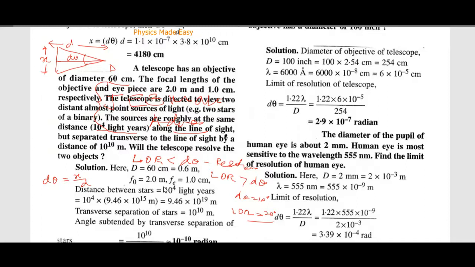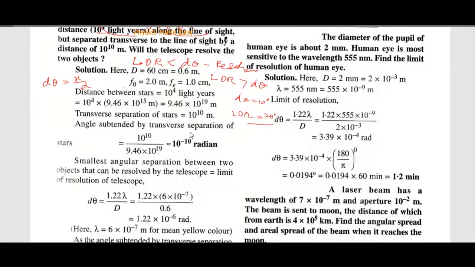The concept is you have to calculate limit of resolution and you calculate the actual angle subtended by the two objects on the telescope. If the actual angle subtended is more than limit of resolution, then object is resolved. If it is less than limit of resolution, then object is not resolved. This is a very important and dangerous concept.